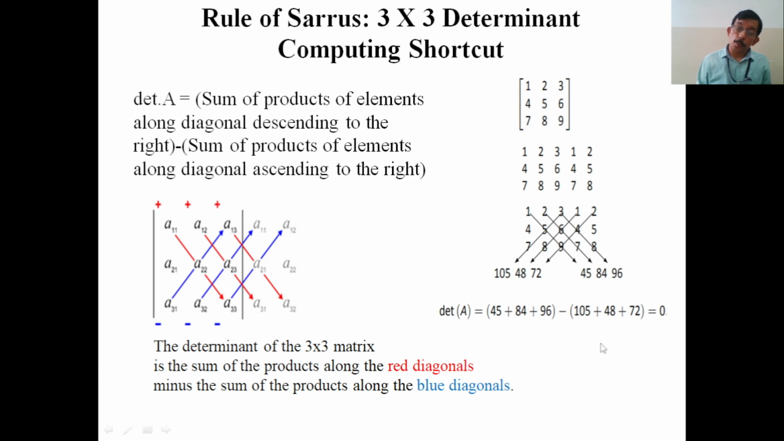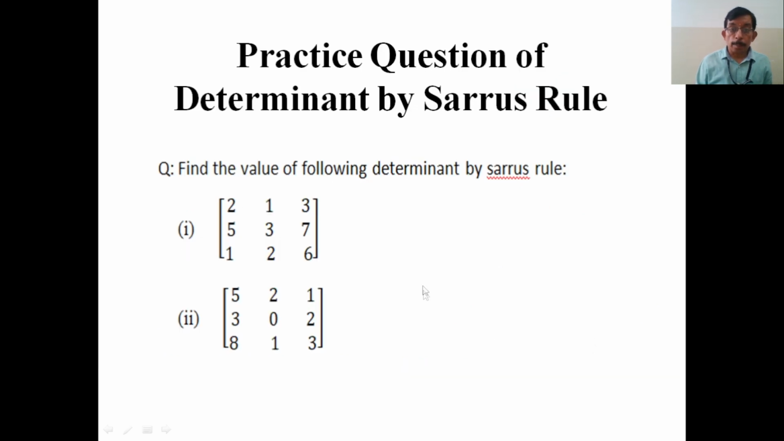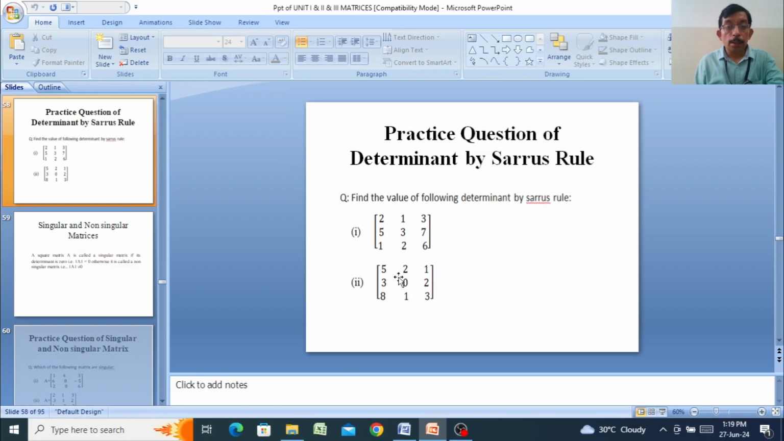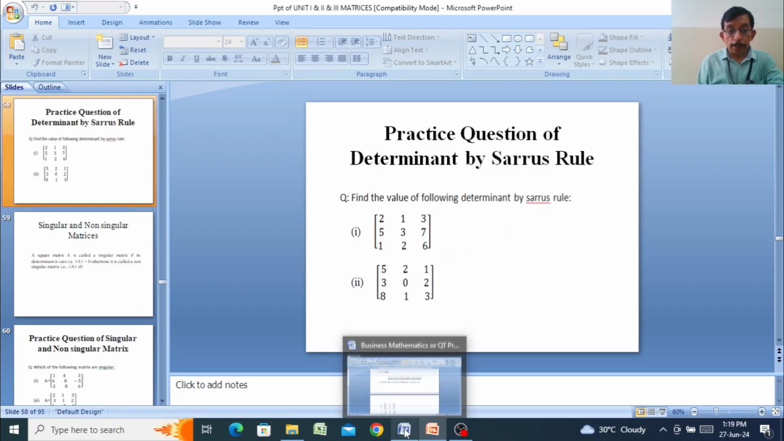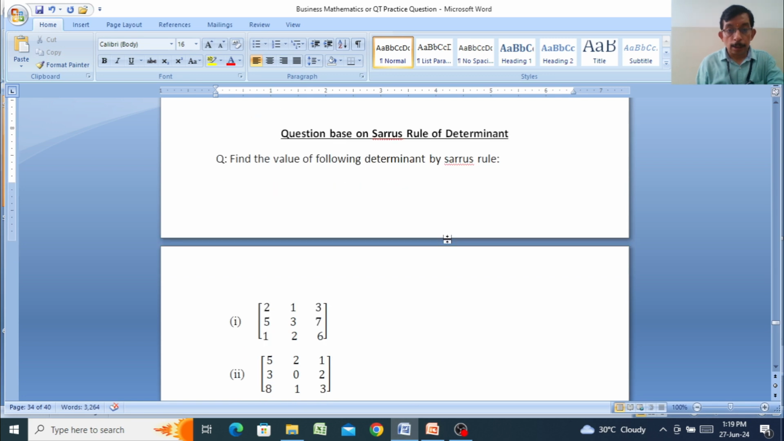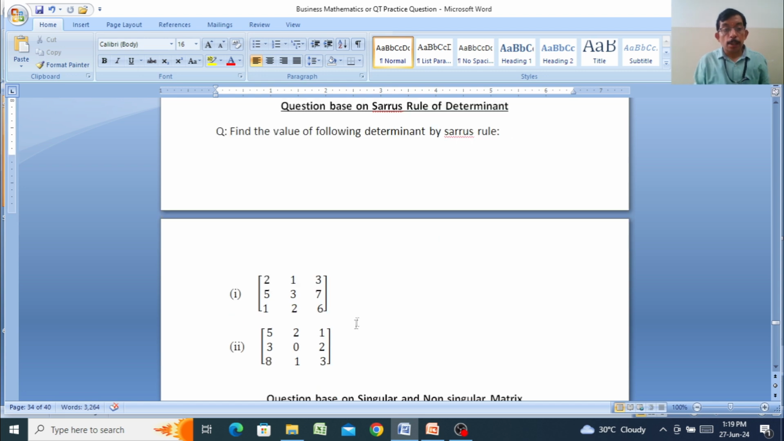This is the Sarrus rule. Clear, everyone? Some practice questions of the Sarrus method are solved in the Word file. Now come into the Word file. Find the value of the determinant by the Sarrus rule. Clear? Now solve it.